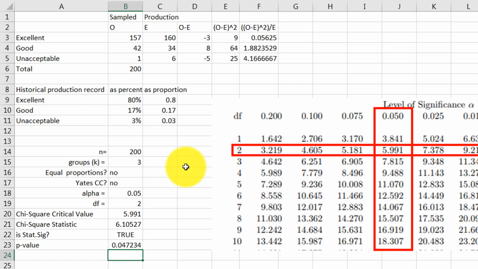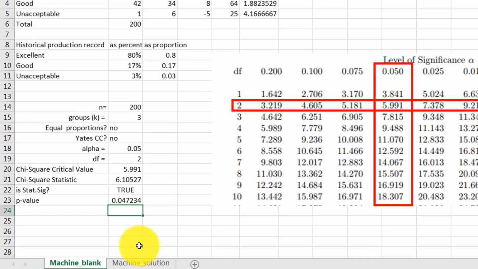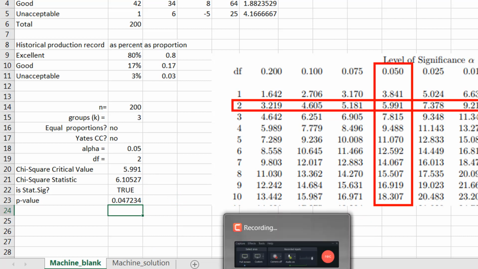So this is going to conclude the walkthrough of the chi-square goodness of fit in Excel. At the bottom of this, I have two separate tabs, one that says blank, one that says solution. So you can always click on the solution as well. This file is going to be uploaded in Elms for you, and you can compare these back and forth. I'll see you on the next video.